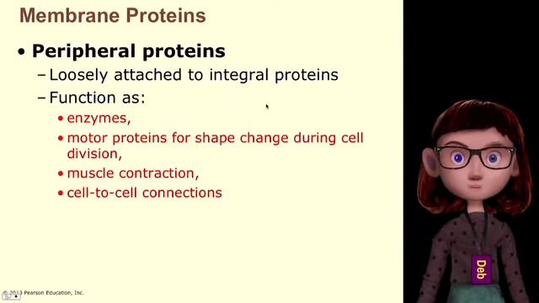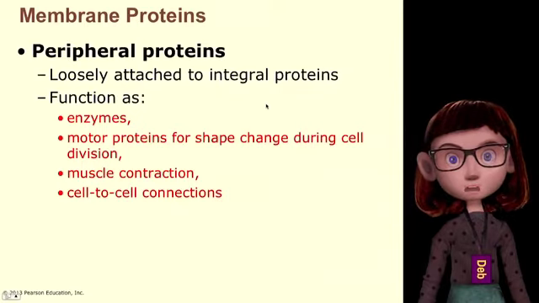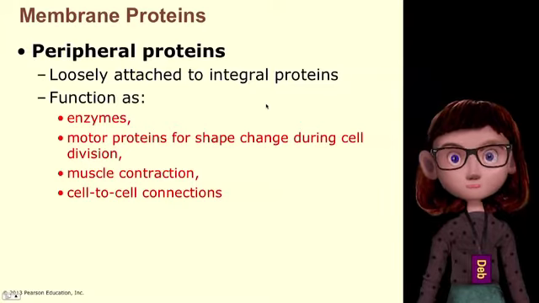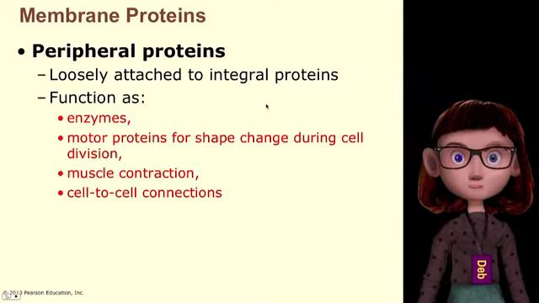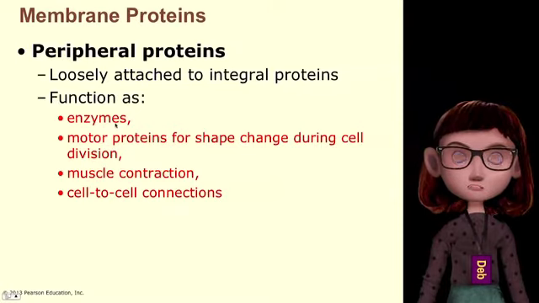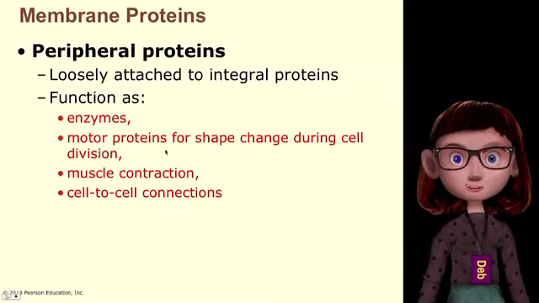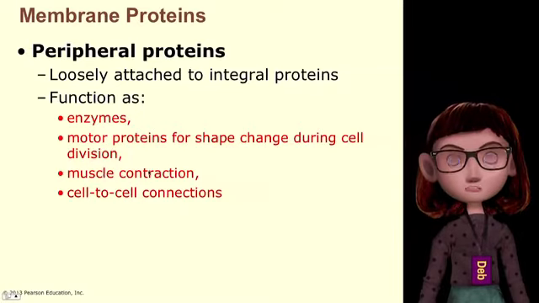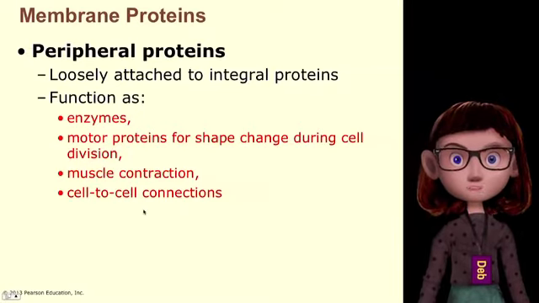And then there are peripheral proteins. Peripheral proteins are loosely attached to these integral proteins. Some of the functions of these types of proteins would be that some function as enzymes. Others are motor proteins for shape change during cell division. Others, particularly in muscle cells, perform muscle contraction. Others will form cell-to-cell connections.